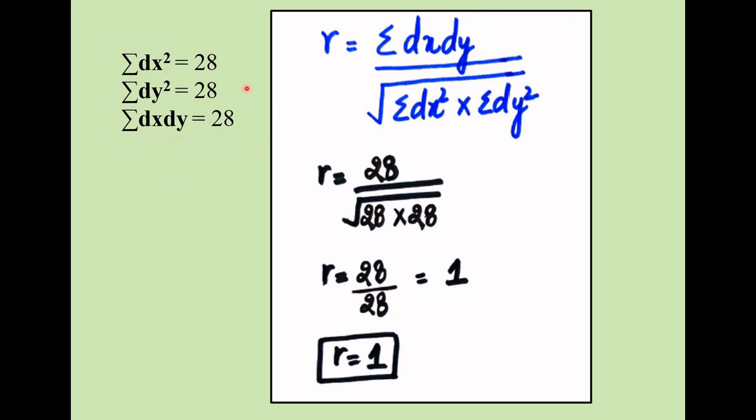Now put all these values in the formula. R is equal to sigma dx dy upon under root sigma dx square into sigma dy square. R is equal to sigma dx dy is 28 upon under root sigma dx square is 28 into sigma dy square is 28. So solving this equation, R is equal to 28 upon 28. So the value of R is 1.